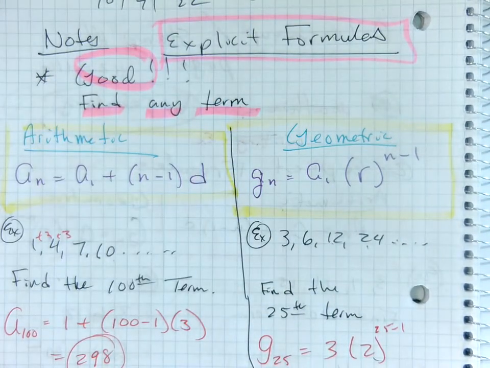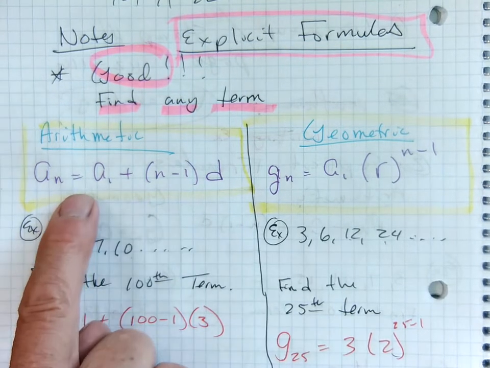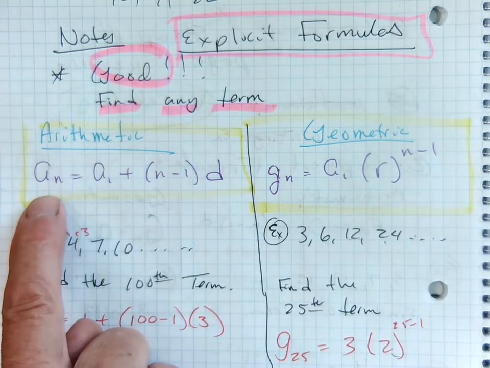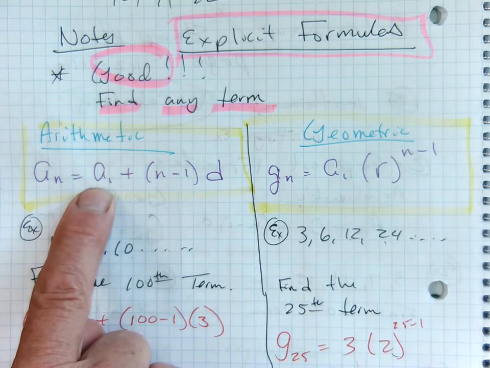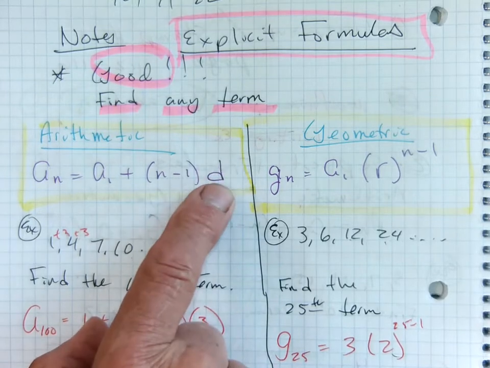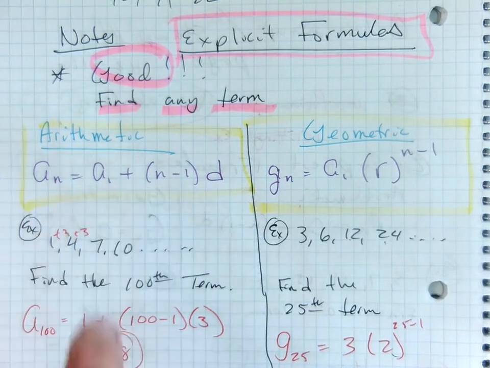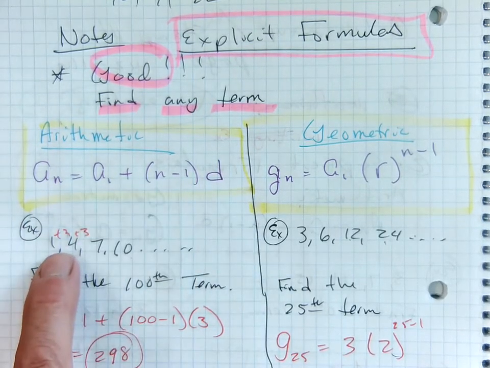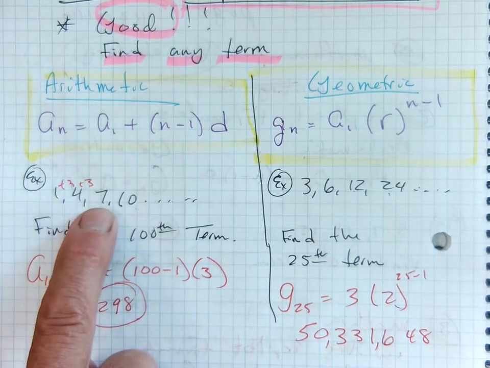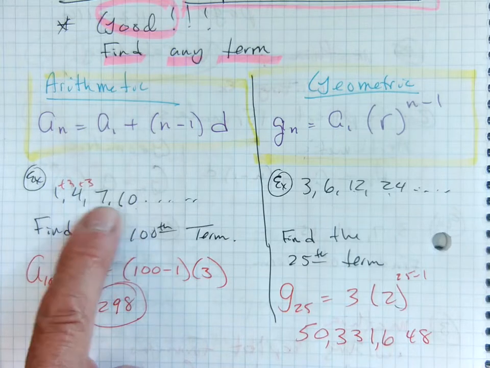So here is the explicit formula for an arithmetic sequence. It's a of n equals a1, which is your first term, plus n minus 1 times d. Now d is the difference. How does this work? Well, let's take a look at an example. In this first example, I have 1, 4, 7, 10. I know the difference is 3.